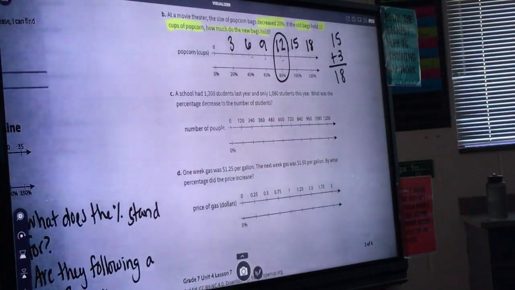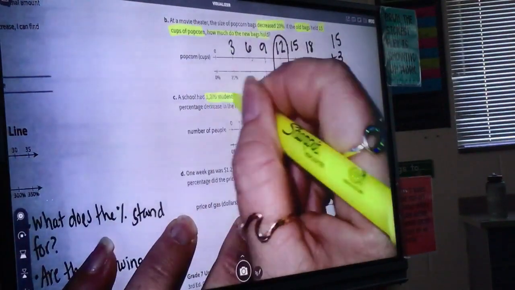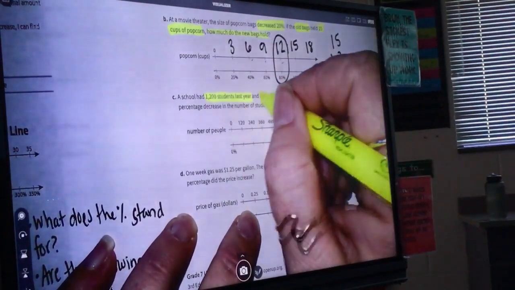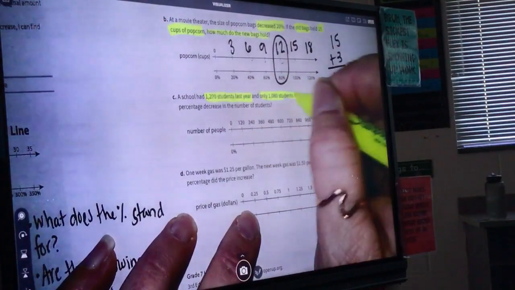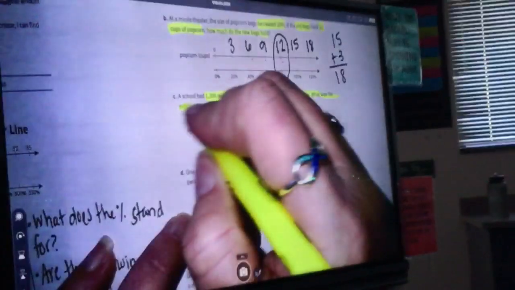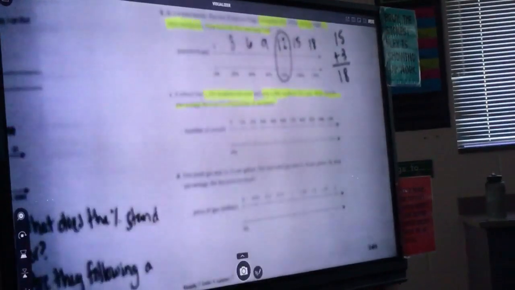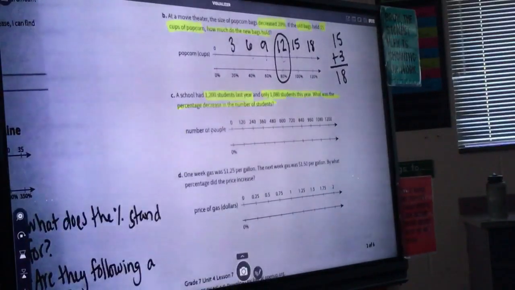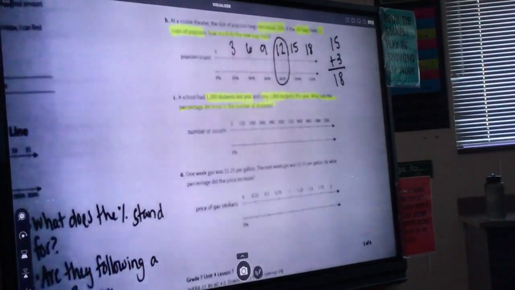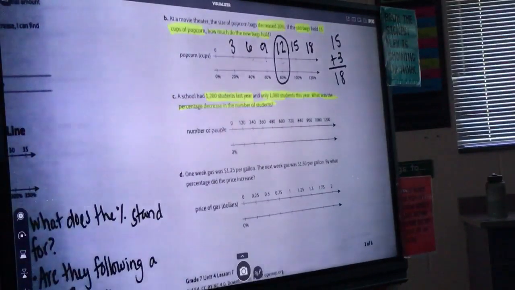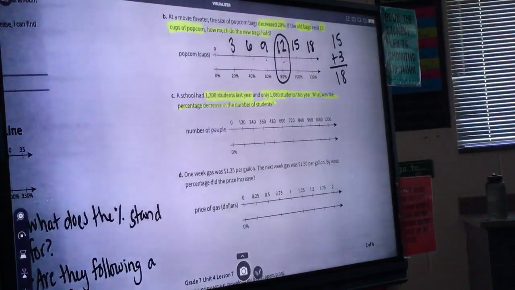All right, let's go ahead and have a seat. So it says a school had 1,200 students last year. Only 1,080 students this year. We need to know what is the percent decrease in the number of students. This one is asking something different than the first two. So we have all of our numbers across the top of the number line. We have to figure out the percentages on this one.